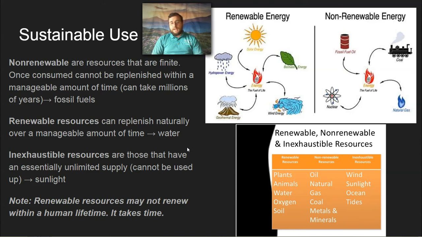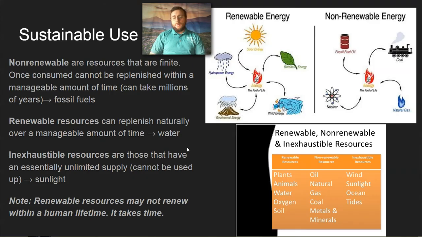All right. And then you have inexhaustible resources, which are those that there's no way they're going to run out. We're not going to run out of wind. We're not going to run out of sunlight. We're not going to run out of ocean anytime soon. And we're not going to run out of tides anytime soon. So those are examples of things that we can use as much as we want, because there's as much of it as we need. Right. Now, do notice that, like I said, even renewable resources may become exhausted, right?